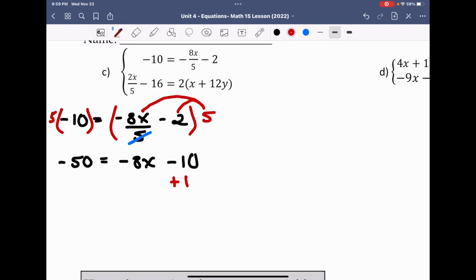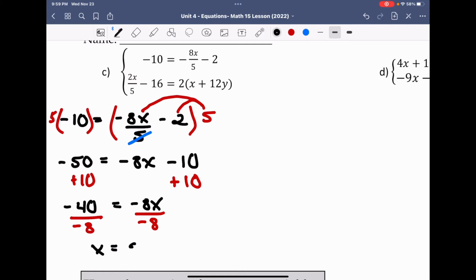I'm going to add that 10 across that's being subtracted, giving me a result of negative 40 is equal to negative 8x. And now I have this negative 8x that must be divided away from both sides. So therefore, x is equal to a negative divided by a negative gives me a positive, and 40 divided by negative 8 gives me 5. Remember, this is only half the solution now. We have to take this x value and plug it into the second equation to get y.